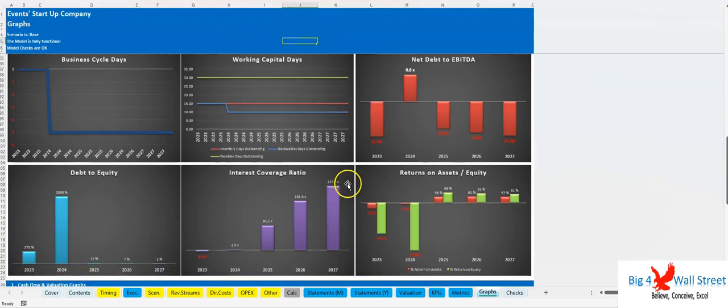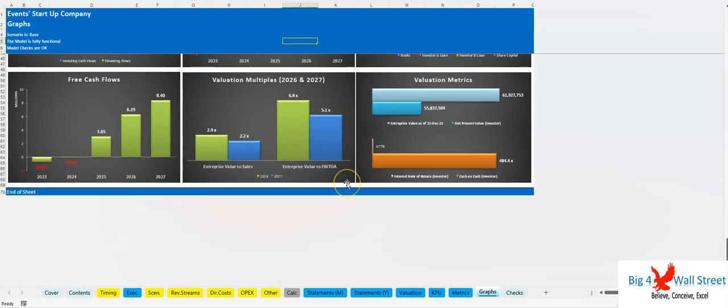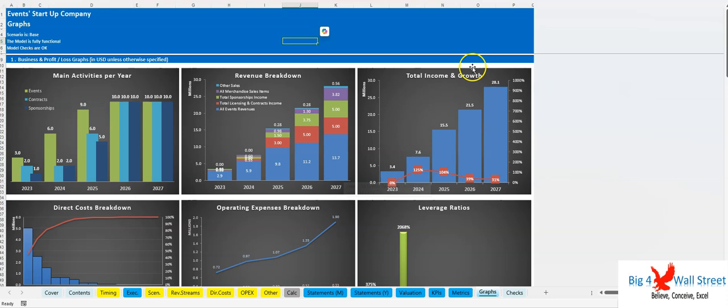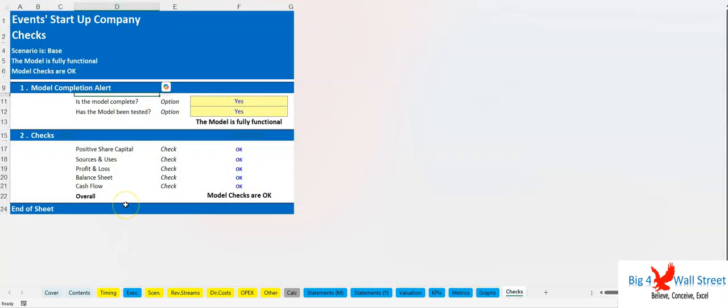Then multiple charts present the working capital, debt, and equity, along with cash, assets, and cash flows, which results in a valuation on a project basis as well as on an equity basis, together with the feasibility metrics. Checks, a dedicated worksheet that makes sure that everything is working as it should.